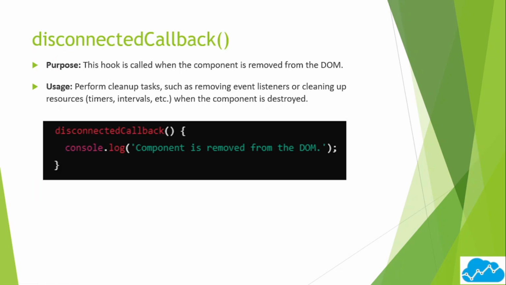Disconnected callback. The purpose of this lifecycle hook is that it is called when the component is removed from the document object model. Its usage is performing cleanup tasks such as removing event listeners or cleaning up resources like timers and intervals, as we do when the component is destroyed. In disconnectedCallback, in the console log we are putting component is removed from the DOM.